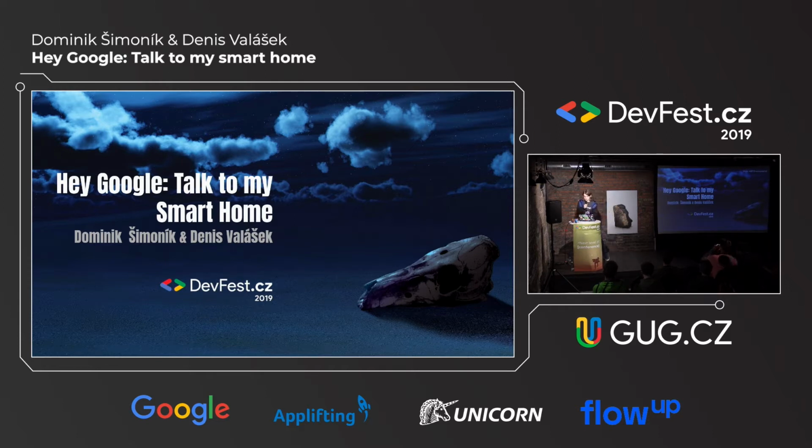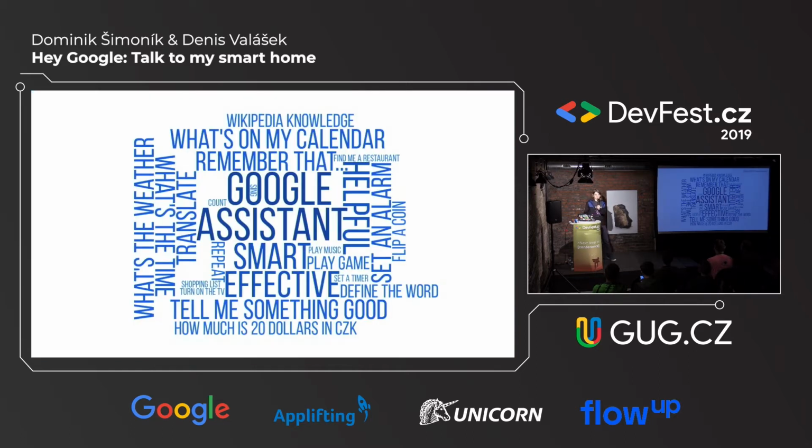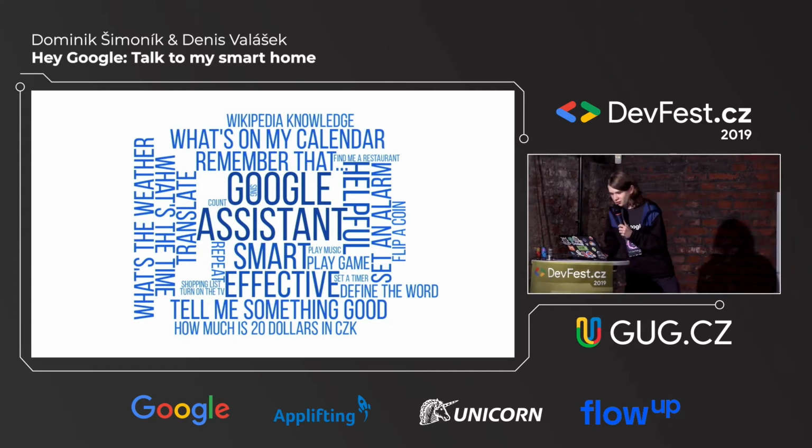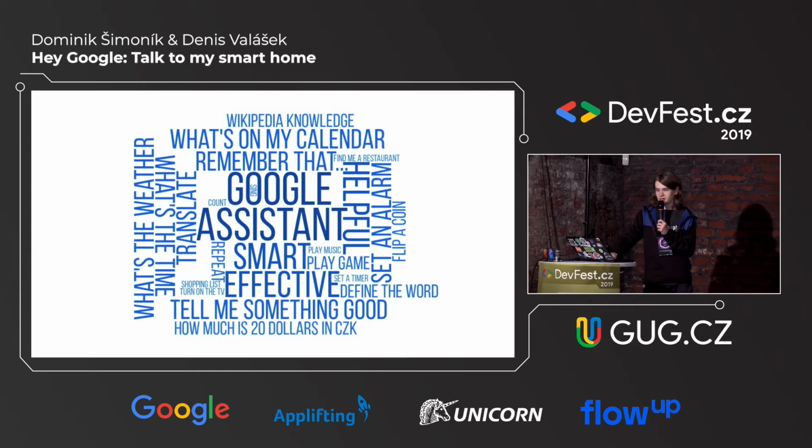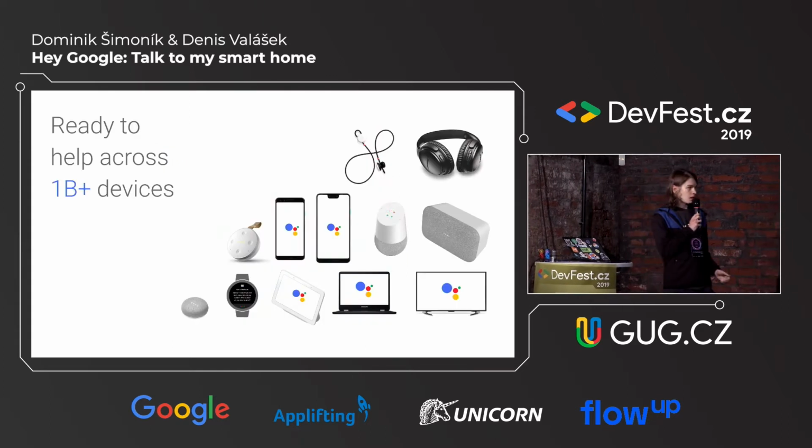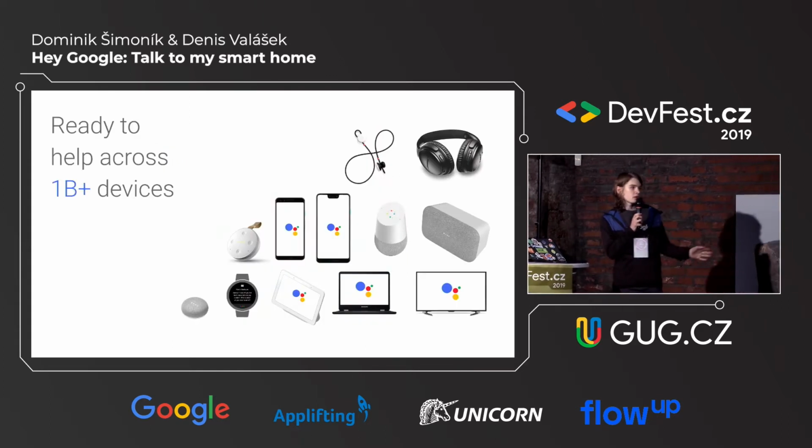Hey Google, talk to my smart home. Well, we will be talking about how you can use Google Assistant and, for example, your existing product to make it smarter and enable it to be controlled by voice. I don't know how many of you were there for the previous talk, so once more, how many of you know Google Assistant? Good. So I will skip the explanation of what it is, but I will explain why it's important to focus on this platform.